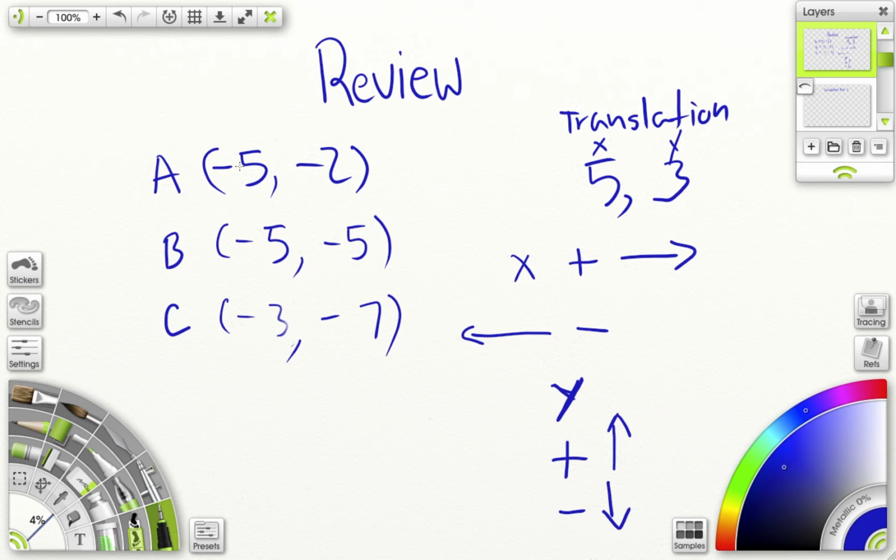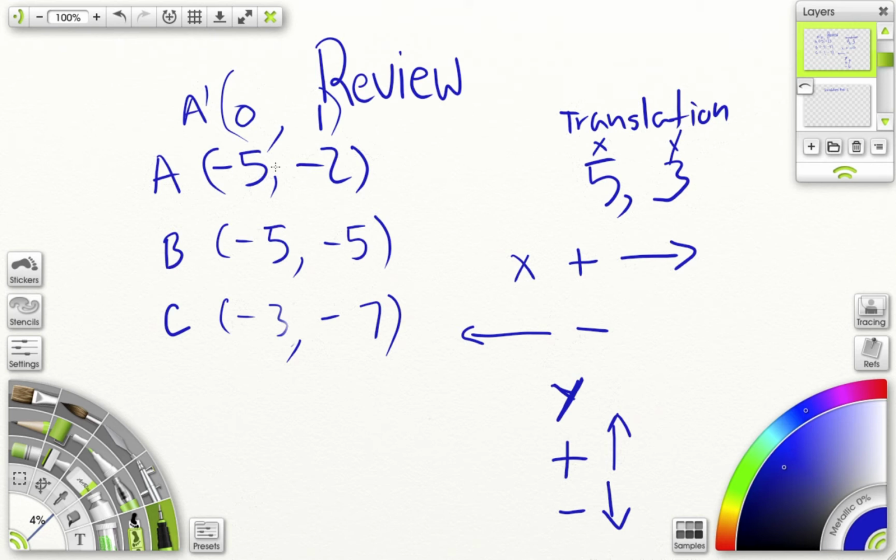So in this case, if I had -5 and I was moving 5 spaces to the right, I would end up at 0. If I had -2 and I was moving 3 spaces up, it would end up at 1. So my new coordinate for A prime would be 0, 1. So we learned how to do that by basically just counting out the squares. And I talked a little bit about how to do it mathematically.